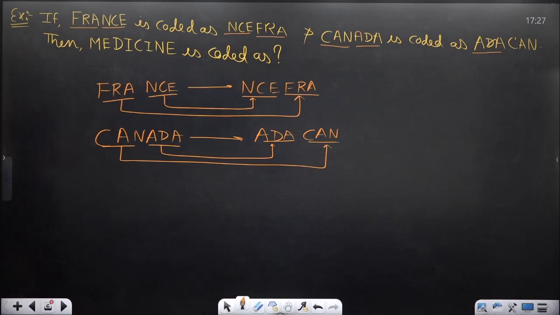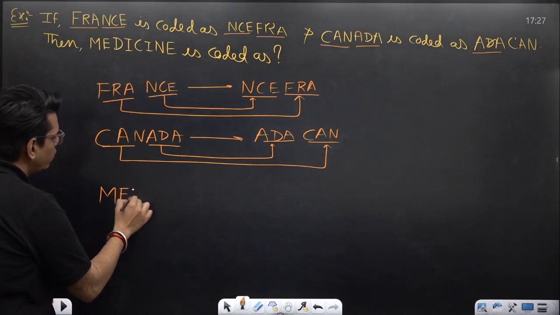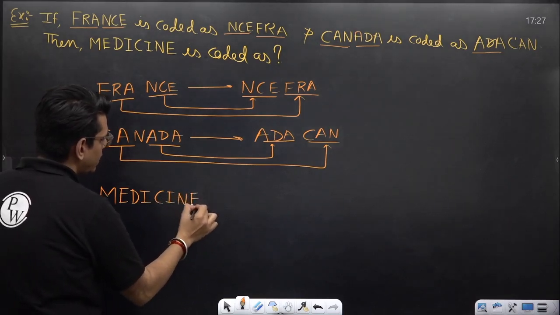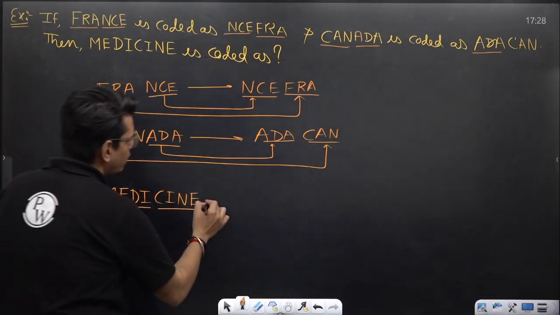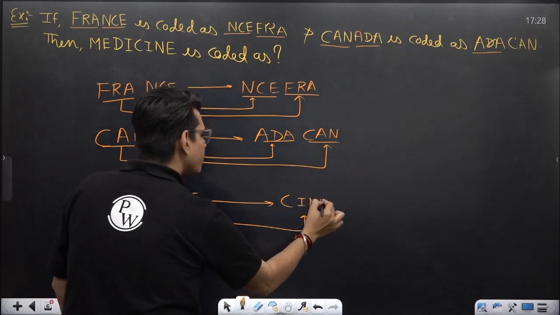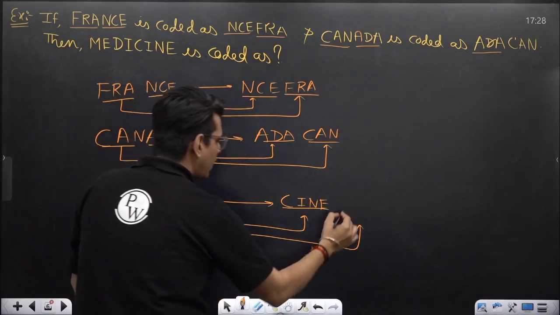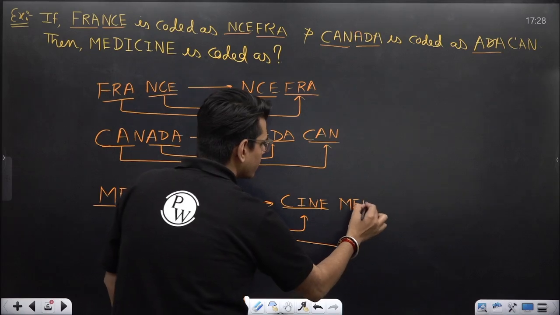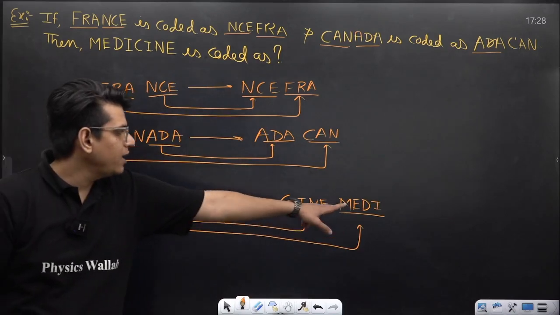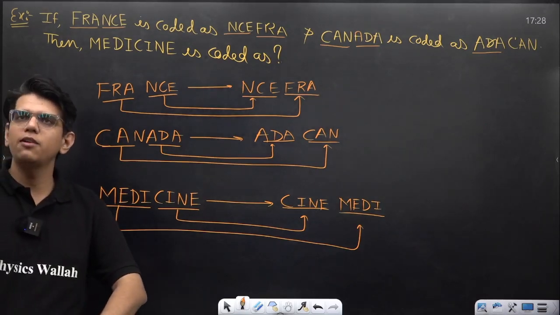Now we need to find the similar pattern for medicine. So for medicine, first we need to divide it into 2 equal parts. Okay. So this is nothing but a pair of 4 and 4. From here, this will go first. So this is nothing but CINE. Then the first part goes later, which is MEDI. All right. So medicine will be coded as CINEMEDI. Okay. This is another type of question which can be given from alphabet coding.